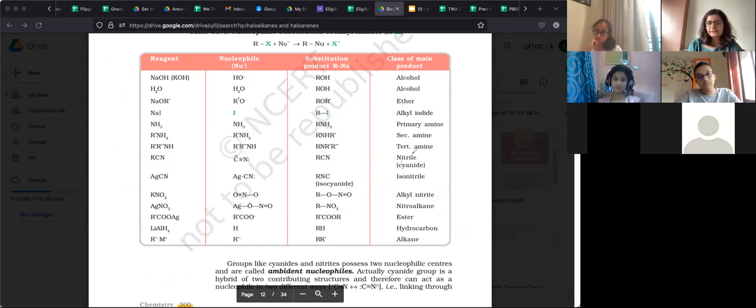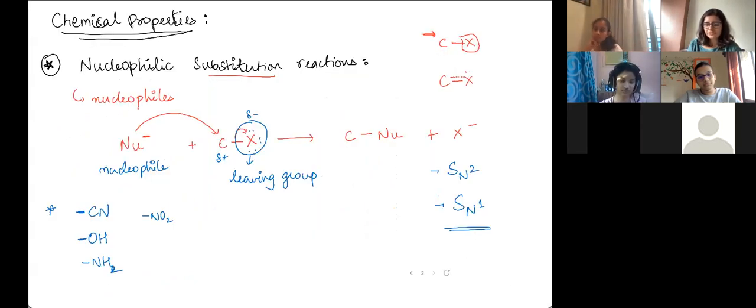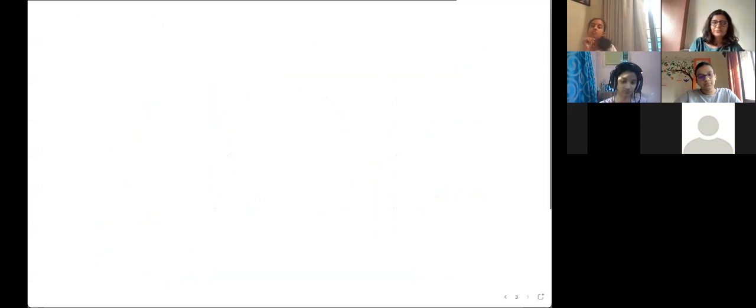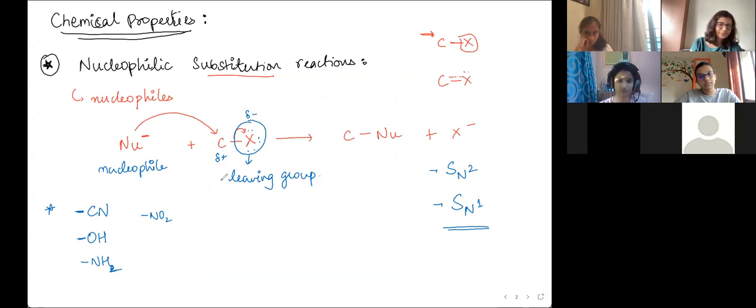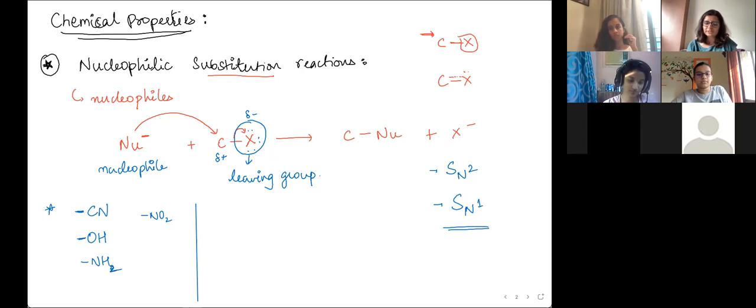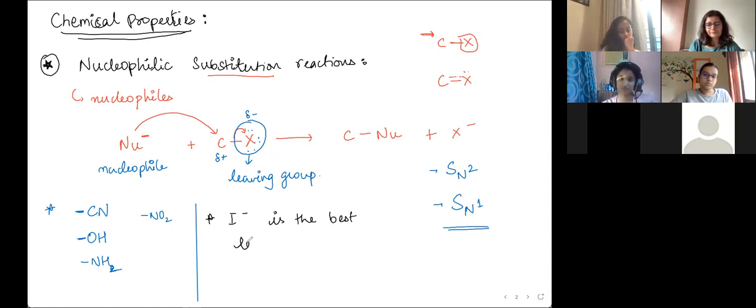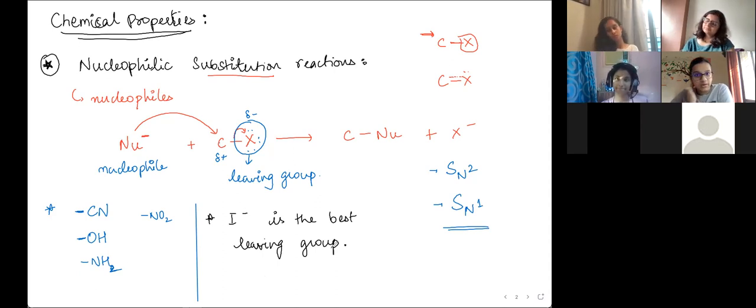Now, let's look at the mechanism of the reaction. Before we look at the mechanism, there's one more point. When it comes to nucleophilic substitution, just note this down. You'll be asked about reactivity again. I- is the best leaving group. What does this mean? I- can be substituted the best by any nucleophile.